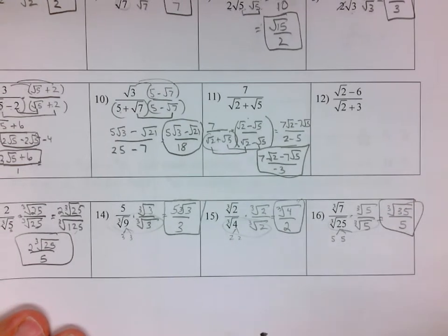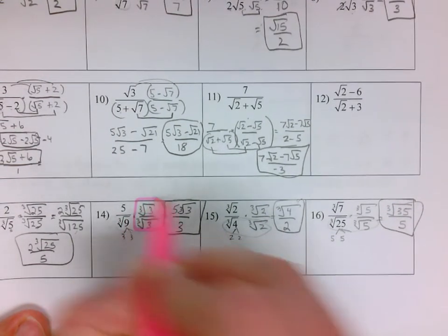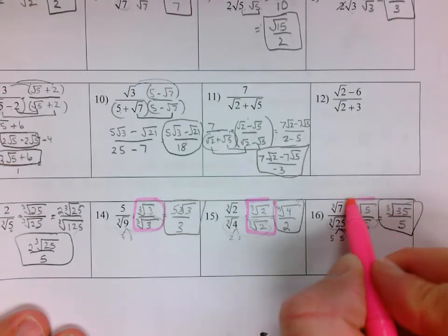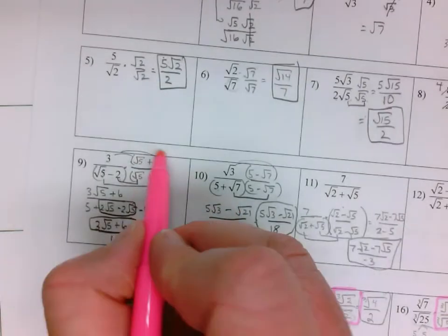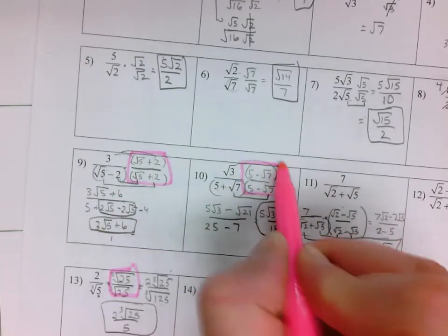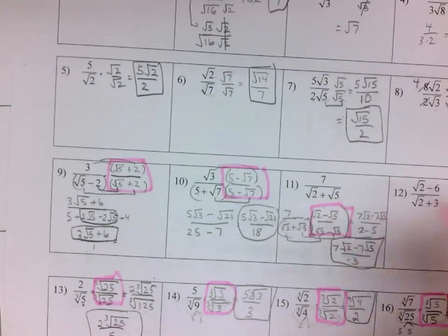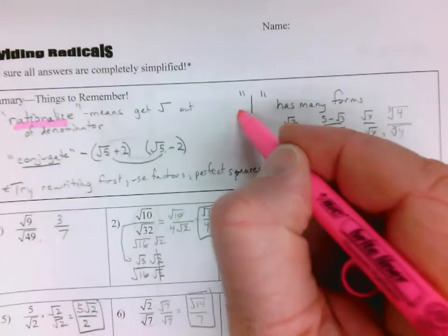Notice every one of these, go back through and check, are all equal to 1. When you multiplied by 1 all the way through here. 1 has many forms.